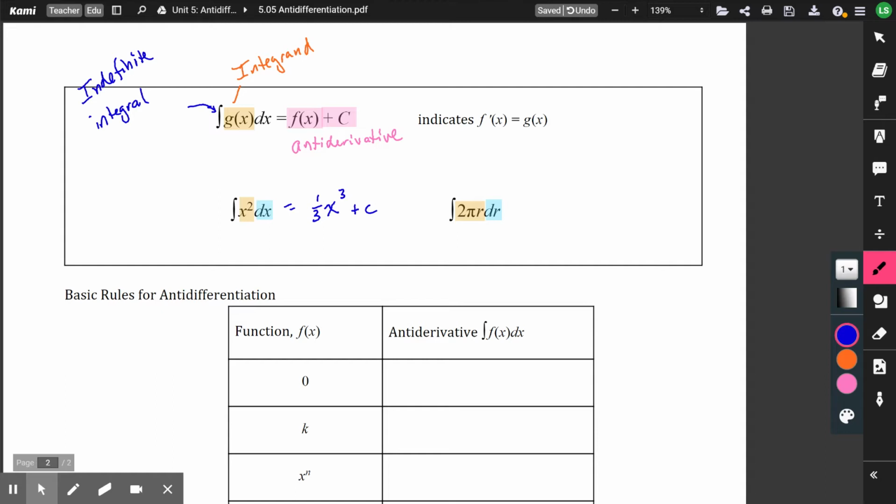For the second example, since we have an r, it means r is the variable, not an x this time. And since I see the r that's in here, that's where my power rule is going to come from. That's r to the first, so I would need r squared. And since I'm going to take this 2 pi and divide it by that new 2, I just end up with pi. And of course, we're going to add that plus c at the very end.